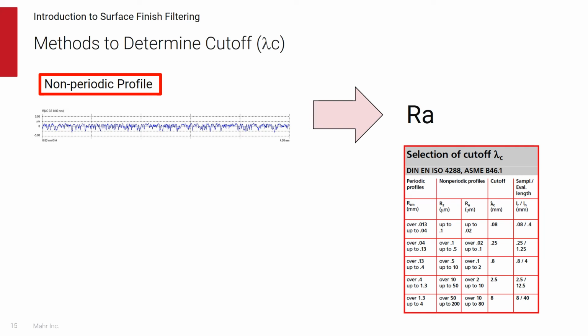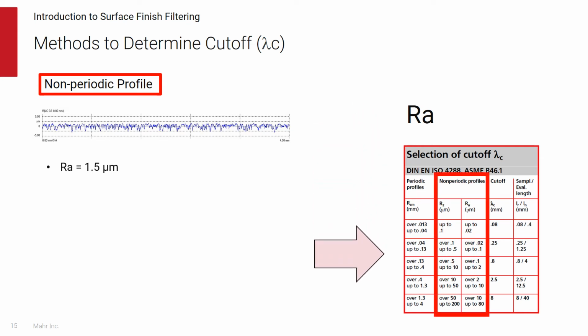Let's walk through an example of selecting the correct cutoff for a non-periodic profile. First, estimate the RA parameter. In this example, the estimated RA is 1.5 microns. Take this estimated RA value and search the table for the range of RA values where the estimate falls. The cutoff for this range of RA values is 0.8 millimeters.